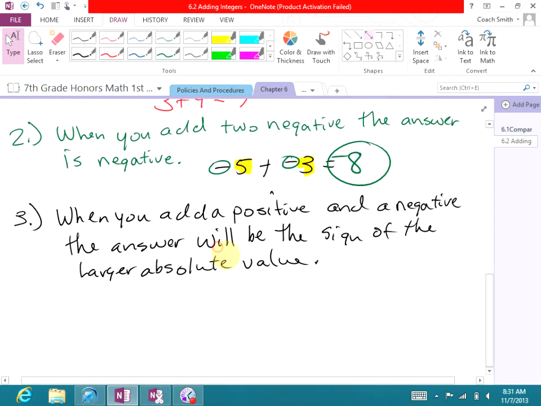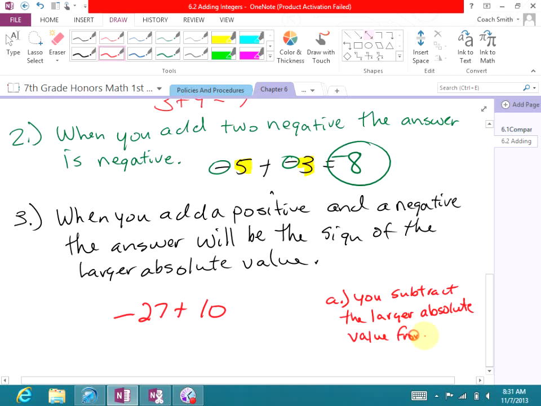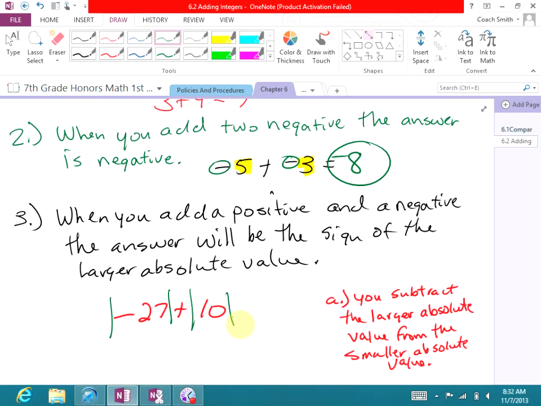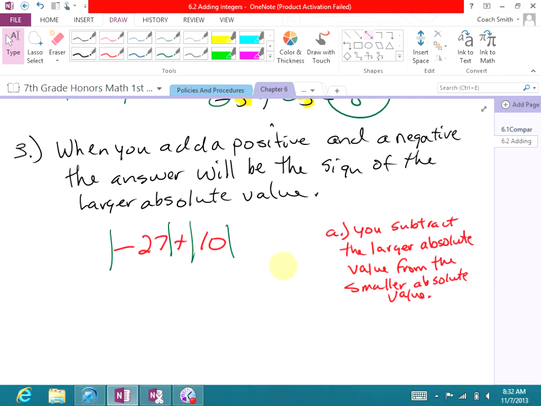When we're adding a positive and a negative, for example, if I had negative 27 plus 10, the first step, I'll put it as A, you subtract the smaller absolute value from the larger absolute value. So we must first of all take the absolute value of both numbers. We only do this when it's a positive and a negative. Doesn't matter if the positive's first or the negative's first, you still use the same steps. We subtract the smaller one from the larger one.